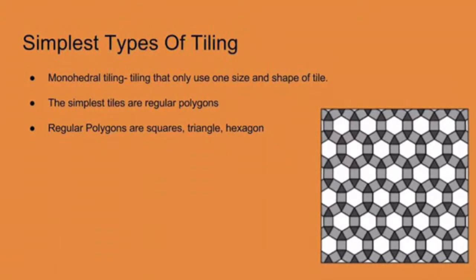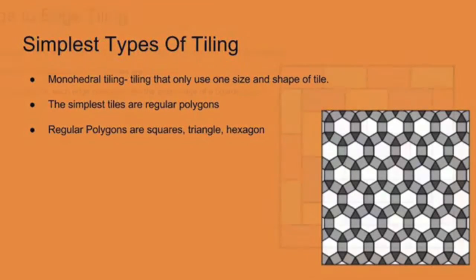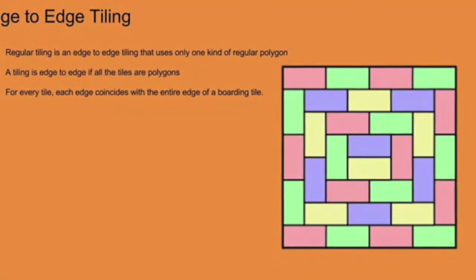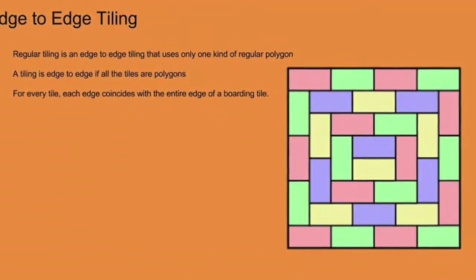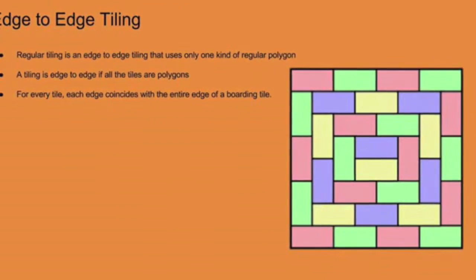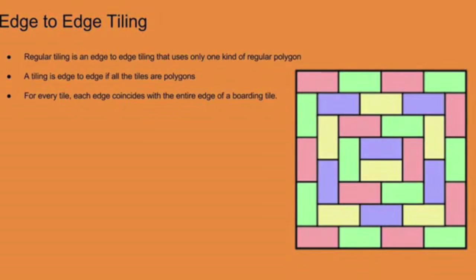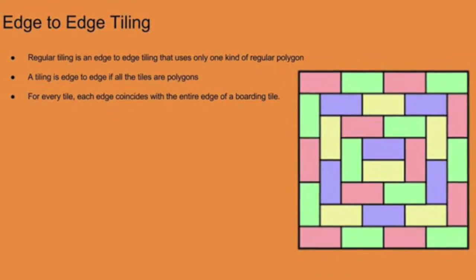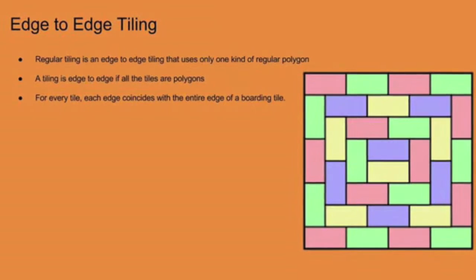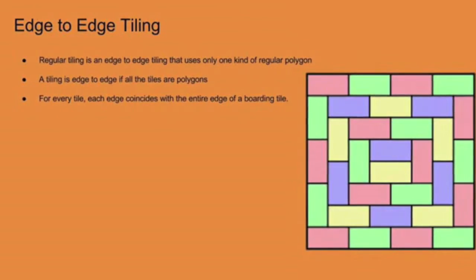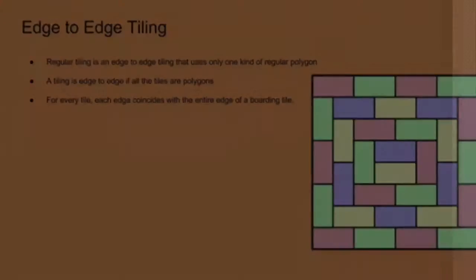A regular tiling is an edge-to-edge tiling that uses only one kind of regular polygon. A tiling is edge-to-edge if all the tiles are polygons, and for every tile, each edge coincides with the entire edge of a bordering tile. There are only 3 types of regular tiling: squares, equilateral triangles, and regular hexagons.